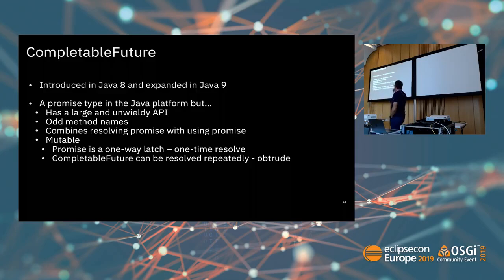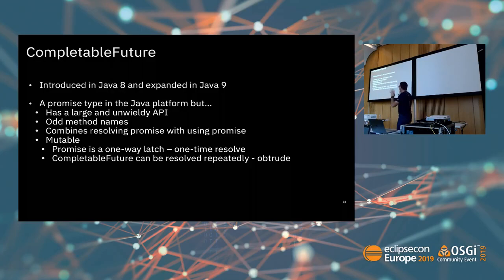And the other really odd thing is that CompletableFutures are mutable, right? A promise is a one-way latch. Once it's resolved, that's it. It is permanently in that state from now until the end of time. It's either successful and has a value, or it's unsuccessful and has an exception. But CompletableFutures have this ability to be re-resolved again through these obtrude methods. So you can take a resolved CompletableFuture and give it a new value or a new failure. So I'm not really sure how that affects the cascading of the event call.